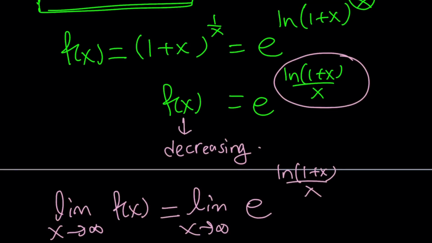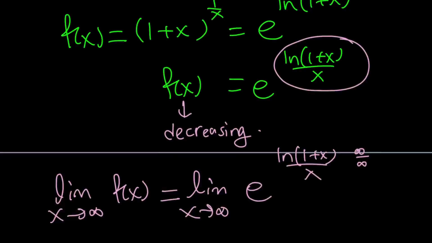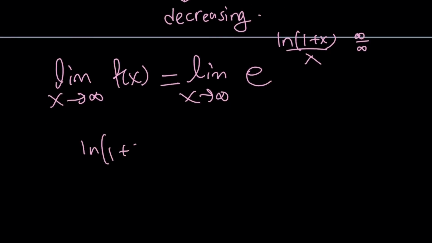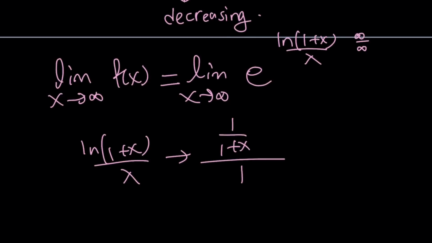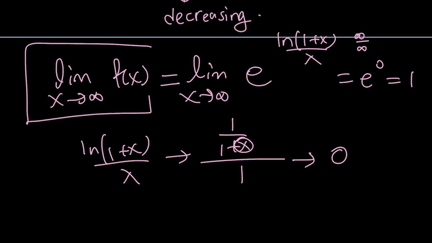This is kind of like infinity over infinity, so I can use L'Hopital's rule. If you check ln 1 plus x over x, when differentiated, this is going to be 1 over 1 plus x, and x is going to be 1. Remember, we differentiate the top and the bottom, not the quotient rule. And as x approaches infinity, this is going to approach 1 over infinity, which is 0. So e to the power 0 is just going to be 1. In other words, our function is going to approach 1 as x approaches infinity, which means we're going to have a horizontal asymptote.